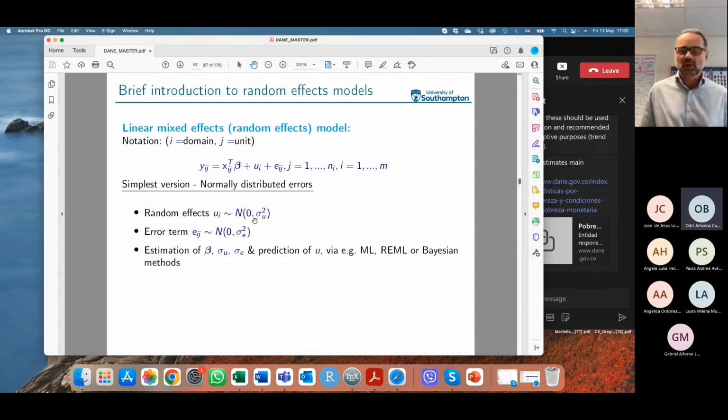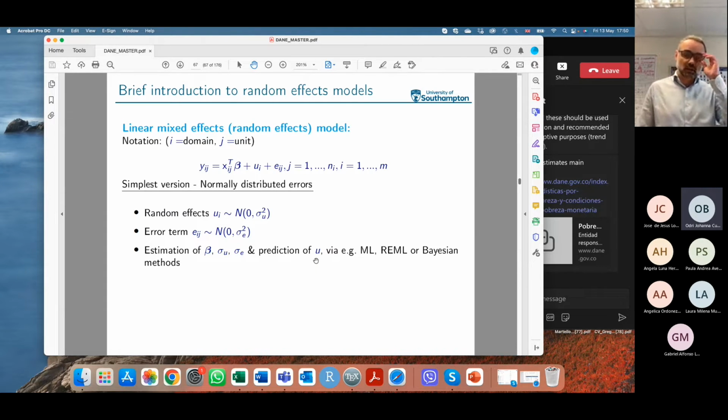And the error term is distributed as normal with mean 0 and variance sigma squared e. Okay, and what you need to estimate as part of your model fitting process is, you fit the model and you get the estimates of the regression parameters beta and also of the two variance components, sigma squared u and sigma squared e. And the other thing that is very important for small area estimation is that you also need to predict u.